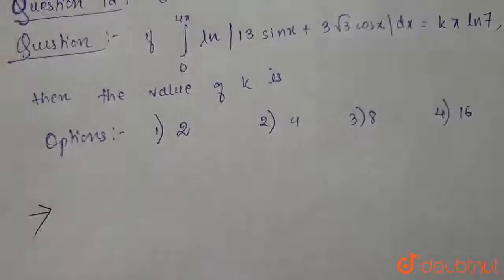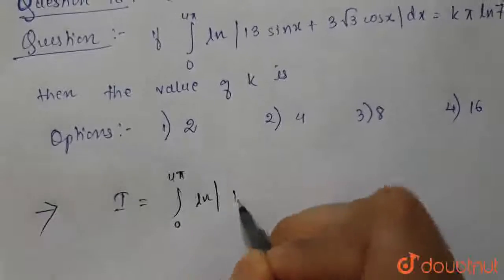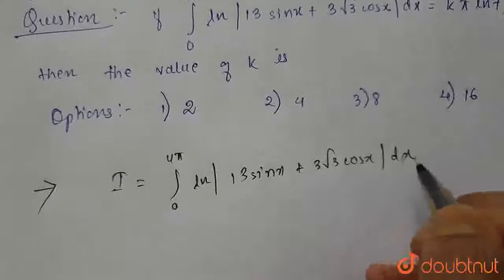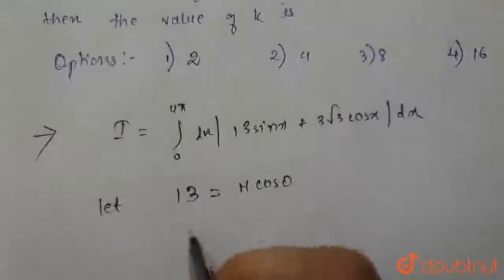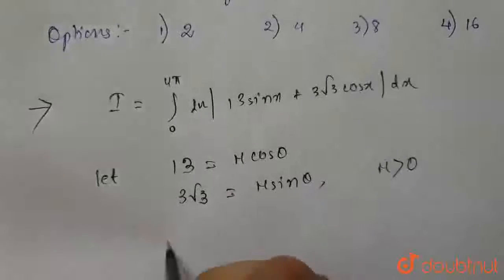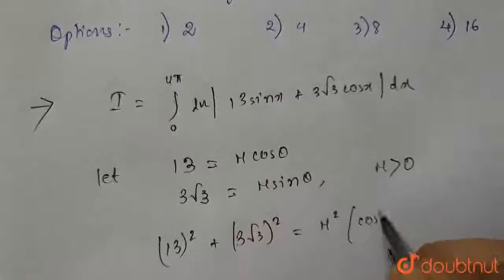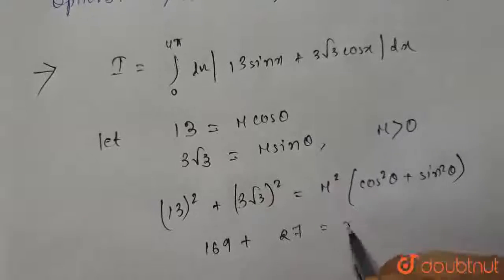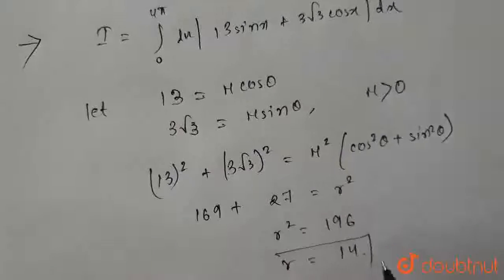Now we are given, let's take I equals the integral from 0 to 4π of log of |13 sin x + 3√3 cos x| dx. Now let's take 13 equals r cos θ and 3√3 equals r sin θ, where r is greater than 0. Now 13 squared plus (3√3) squared is equal to r squared into (cos squared θ plus sin squared θ). So this is 169 plus 27 equals r squared, so r squared equals 196 and r is equal to 14. This is the value of r.